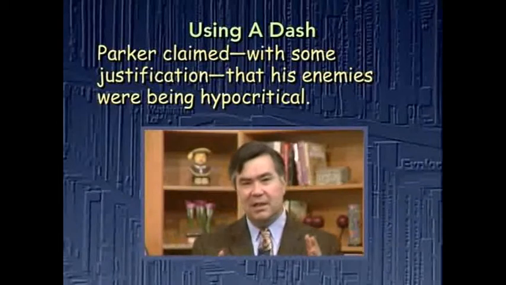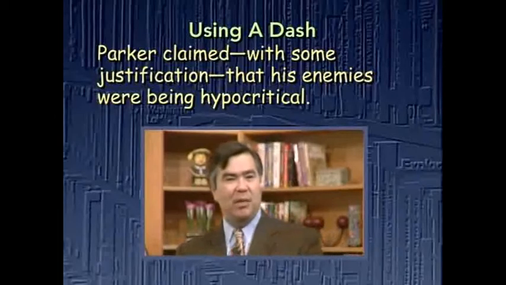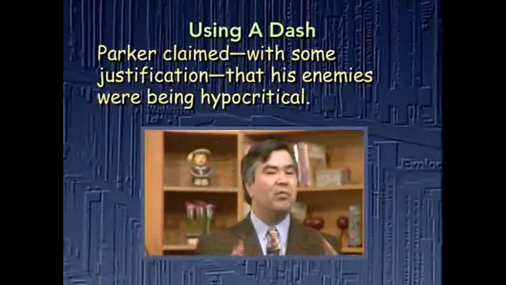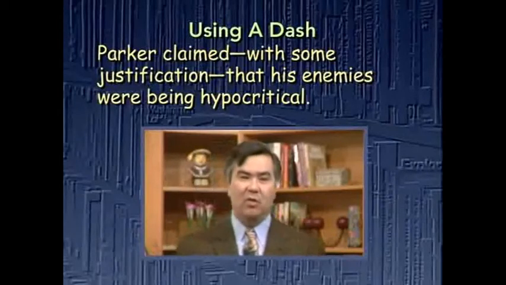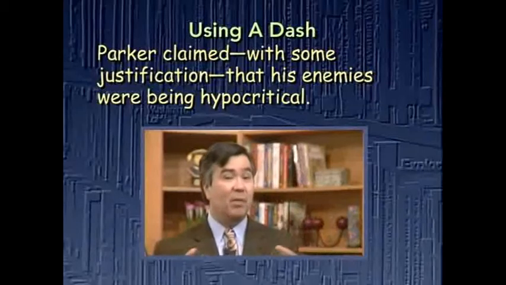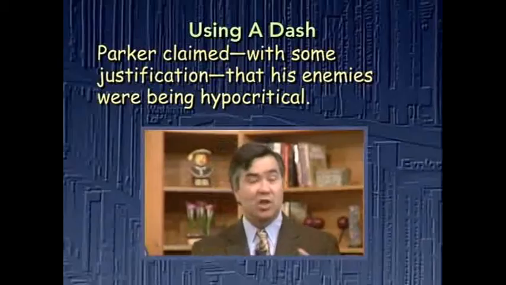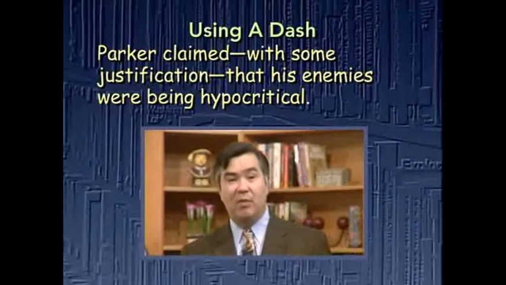Here, the sentence mainly flows this way. Parker claimed that his enemies were being hypocritical. The author wants to throw in the additional fact that there was some justification for what Parker was claiming. And so he's done it as a parenthetical or interrupting phrase, and in this case he has chosen to use dashes to separate the interrupting phrase from the rest of the sentence.